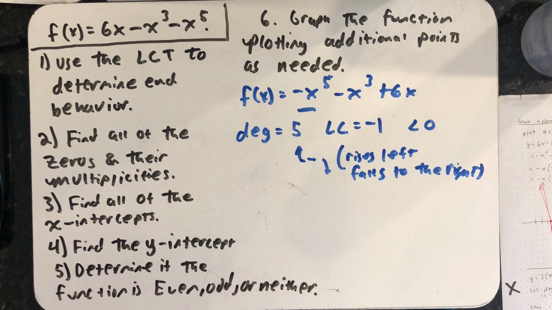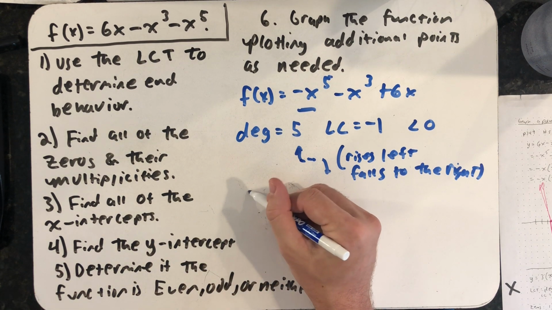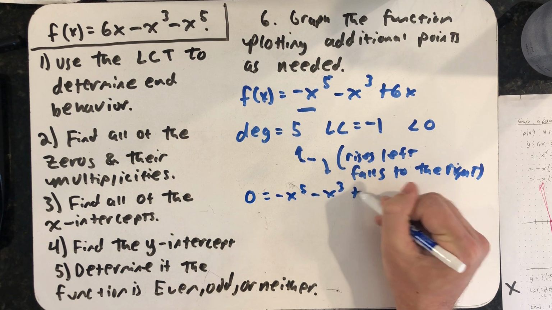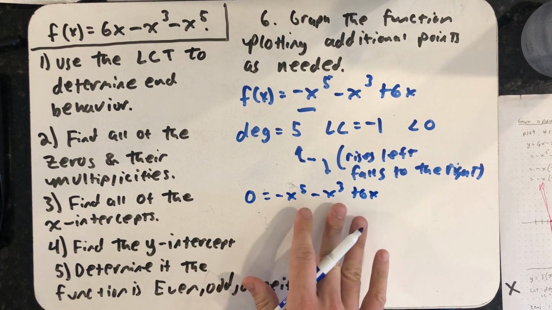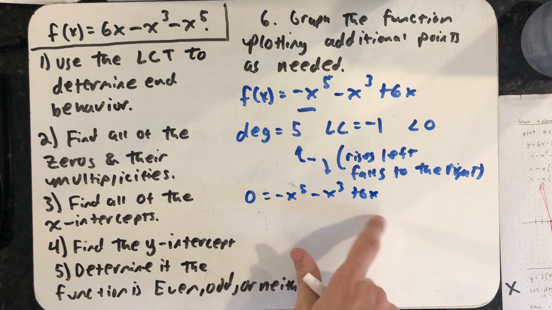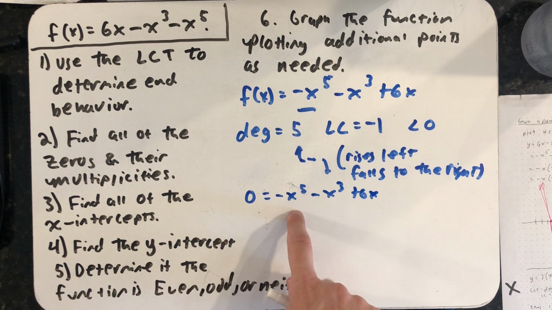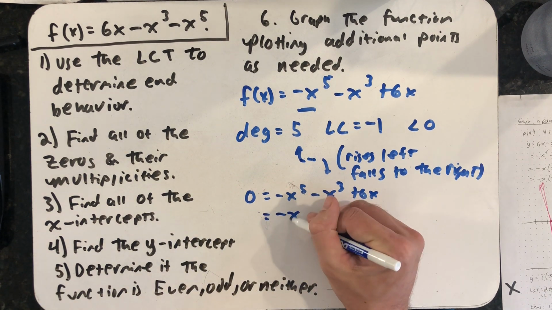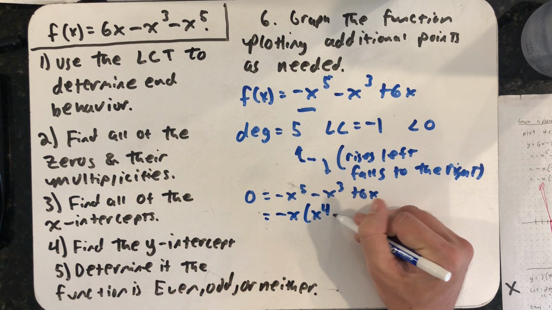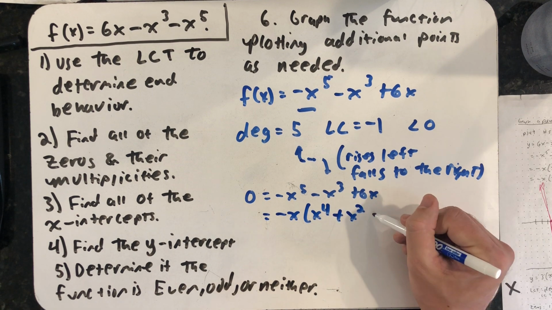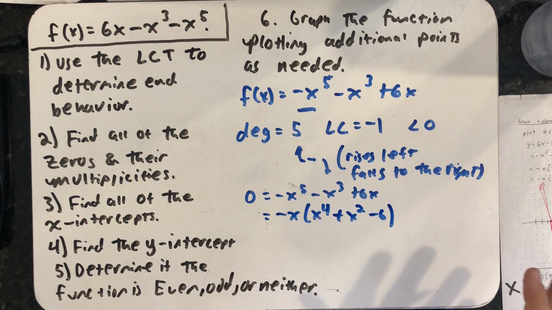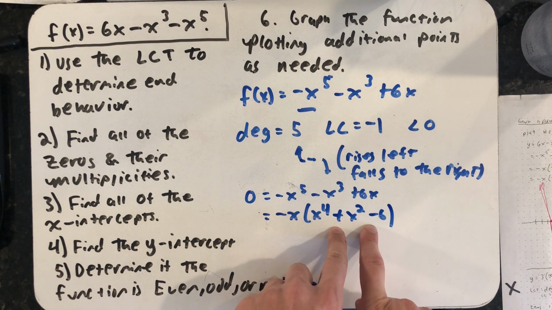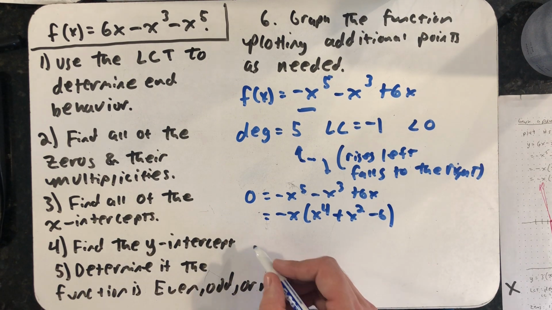Now my job is to find all of the zeros and their multiplicity. So I think I need to factor this. And the first step to factoring anything is to pull out the greatest common factor, which would be an x. And because my leading coefficient is a -1, I'm going to pull out a minus x. Okay, so now that I've pulled out that minus x, I see something that's in a quadratic form here, so I'm going to keep factoring.